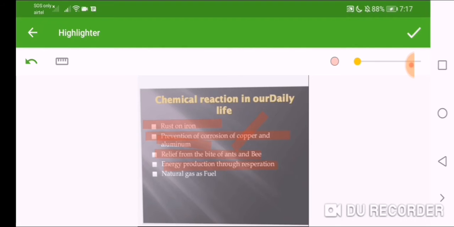Energy production through respiration. We all know that energy is produced through our respiration system. Glucose is burned and produces carbon dioxide and energy.